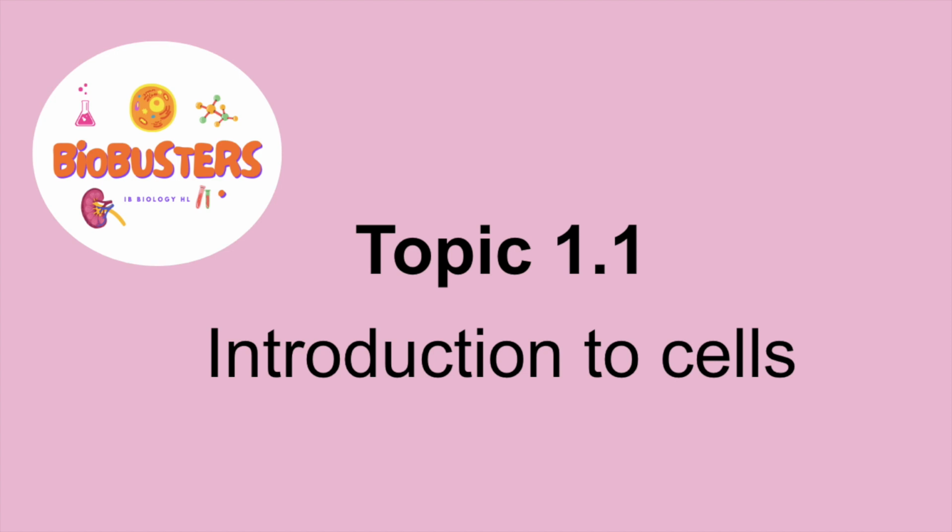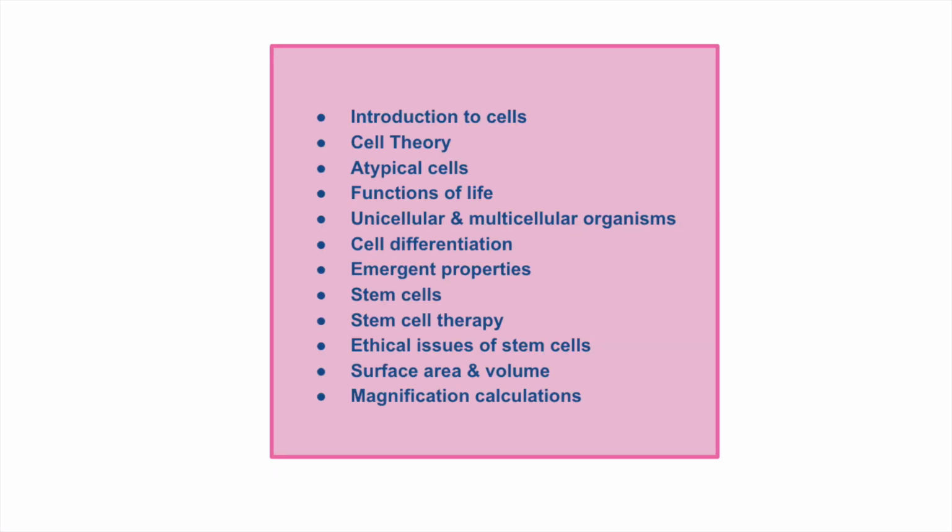In this video, we'll cover everything you need to know for Subtopic 1.1, Introduction to Cells, of Topic 1, which is Cell Biology, of the IB Biology HL curriculum. I'll begin by introducing the concept of cells and their principles. We'll also talk about atypical cells, the functions of life, uni and multicellular organisms, cell differentiation, and emergent properties. We'll then move on to stem cells, stem cell therapy, and the ethical debate surrounding their use. Lastly, we'll cover the concept of surface area to volume ratio of a cell, and we'll do some magnification calculations.